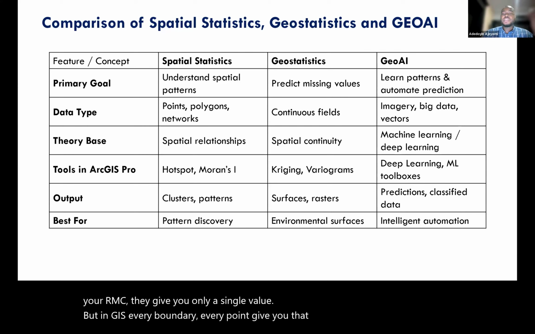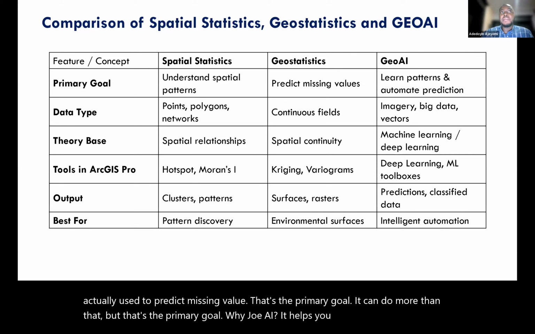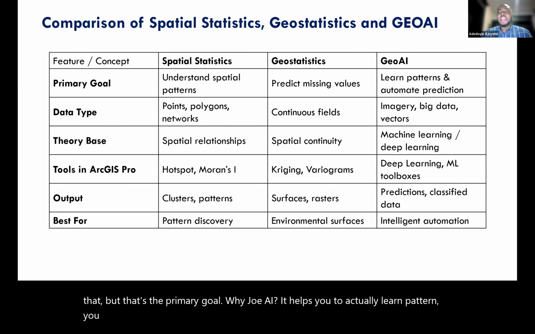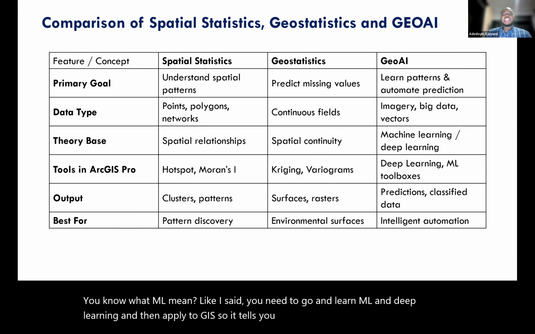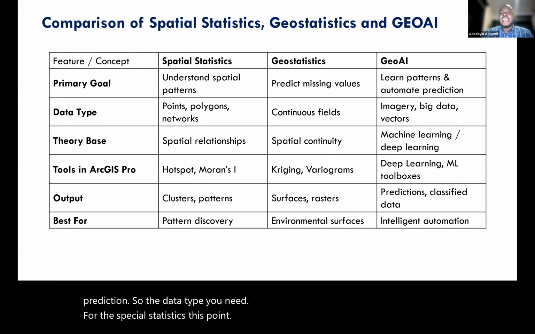So geostatistics is actually used to predict missing values. That's the primary goal. It can do more than that, but that's the primary goal. Why GeoAI? It helps you to actually learn patterns. You know what ML means. Like I said, you need to go and learn ML and deep learning and then apply it to GIS. So it helps you to learn patterns and automate prediction. So the data types you need for spatial statistics are point, polygon, and network, like line. You don't need raster for it.